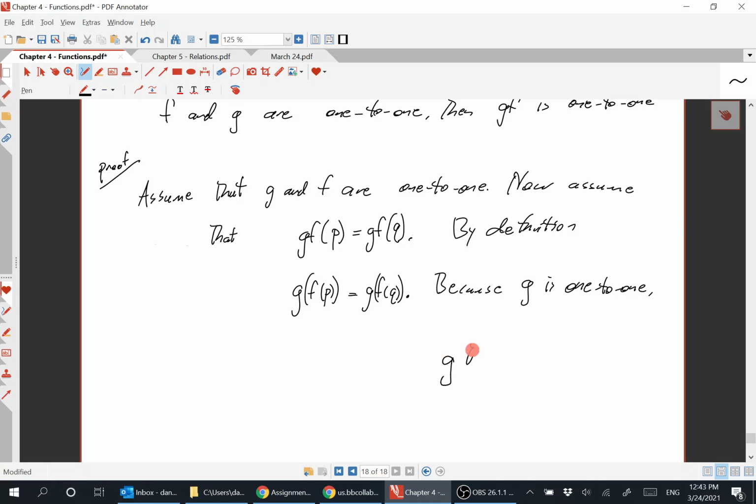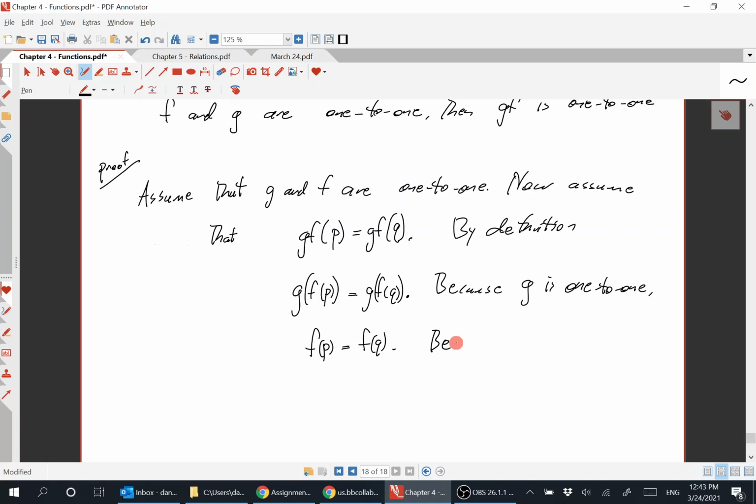Right, we have G of this is equal to G of that. And because G is 1 to 1, this is equal to that. All right, what is this and that in this case? F of P and F of Q. Yeah, F of P is equal to F of Q.